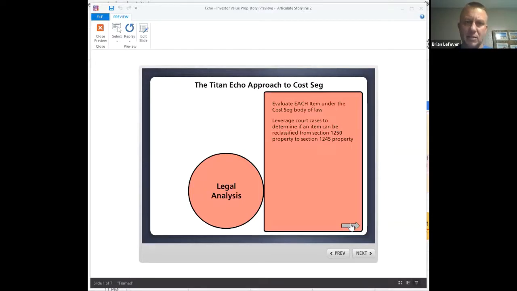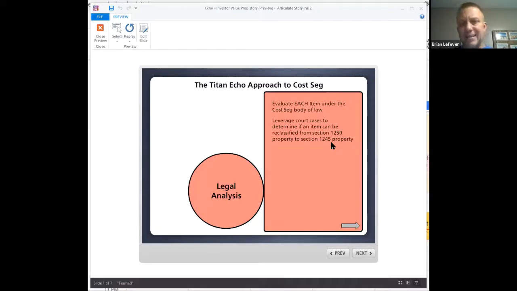The goal, of course, is before cost seg, you have one asset. It's considered real property, or what they call Section 1250 property. That's Internal Revenue Code Section 1250. That's the straight line stuff. The goal in cost seg is to break up the pieces, get costs associated to them appropriately, then figure out which ones we can reclassify as personal property. That's called Section 1245 property.